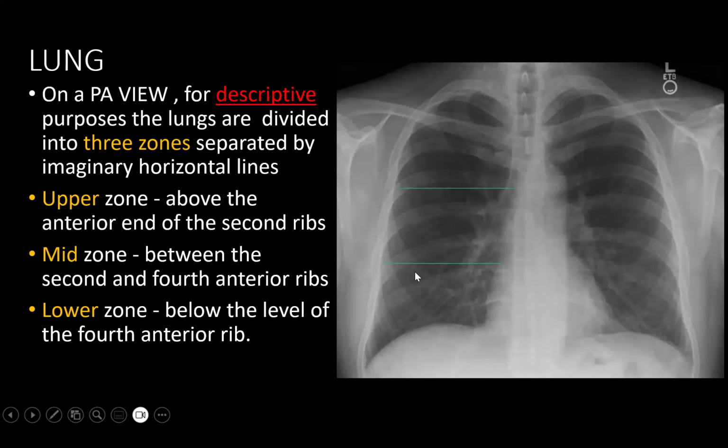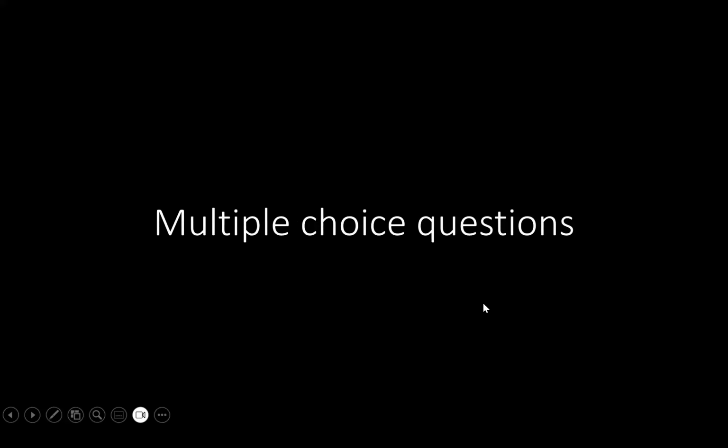These zones do not correspond to anatomical lobes in the lung because the right lung has three lobes, the left has only two lobes, but you will have three zones on each side, the upper, the mid, and the lower zone. A few multiple choice questions.